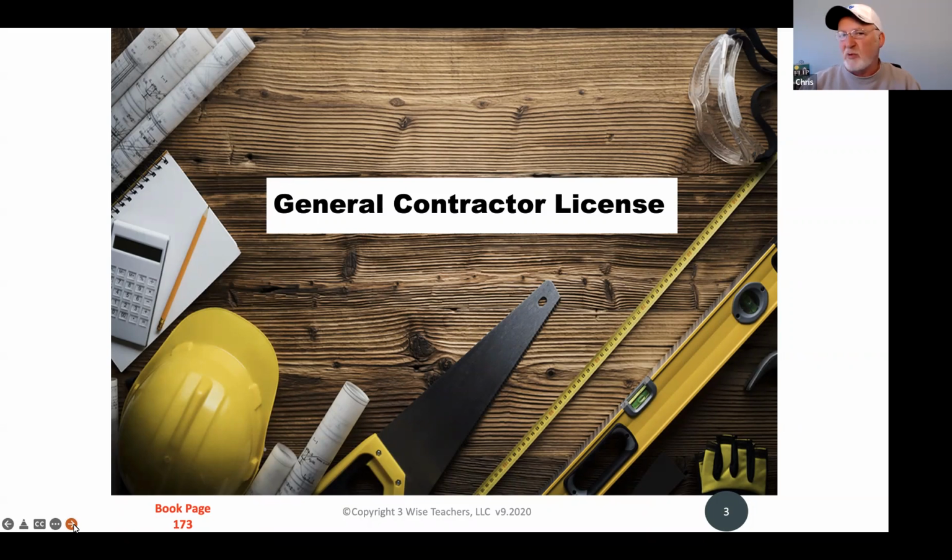In a previous chapter, we talked about the fact that if you build a home, contract it out yourself, and live in it for a couple of years, you would be able to sell it then, but only after having lived in it for a certain period of time. GC, if the project's over $30,000, you must be licensed.